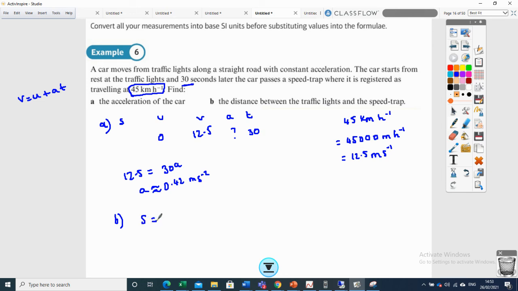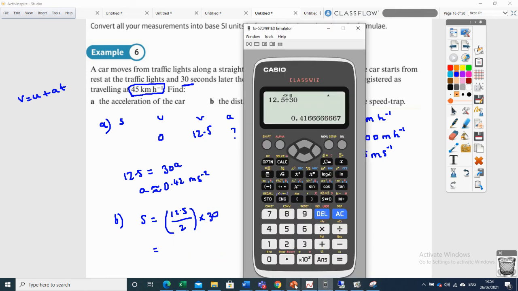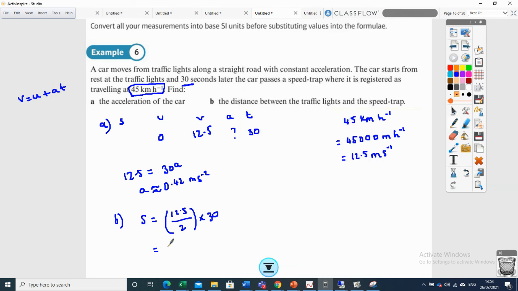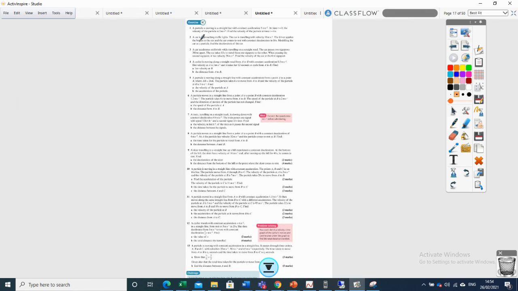Part B, distance between traffic lights and the speed trap. So that's S is equal to U plus V, so it's just 12.5 on the top, over 2, multiplied by the time 30. That gives 187.5 meters. Okay, we could have done it in kilometers per second, but it doesn't really make much sense to do it that way. Right, so have a go then now at exercise 9C.